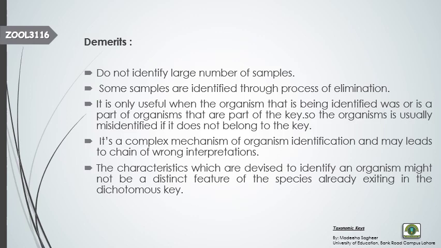Sometimes it makes the mechanism of organism identification complex. So if we have taken one wrong step, then it can lead to wrong interpretations. This is another demerit of taxonomic keys. The characteristics which are devised to identify an organism might not be a distinct feature of the species already existing in the dichotomous key.